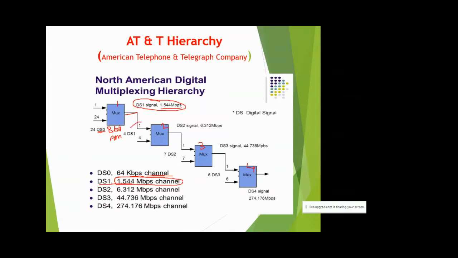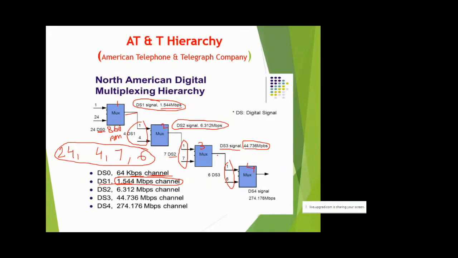After multiplexing 4 DS1 signals, we finally get the DS2 signal, which has a bit rate of 6.312 Mbps. After multiplexing 7 DS2 signals, we get the DS3 signal, which has a bit rate of 44.736 Mbps. Similarly, when we combine 6 DS3 signals, and here remember 24, 4, 7, 6, these values you have to remember to understand this AT&T hierarchy. At the input we have 24. Once we combine the 24, we will get the DS1 signal.